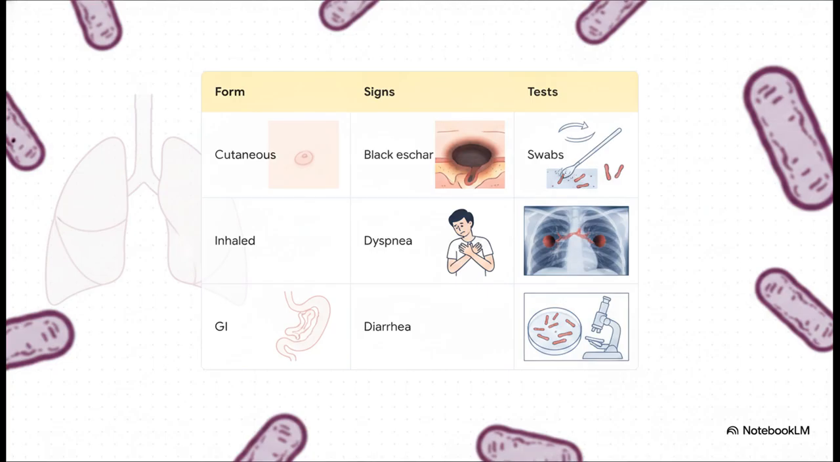It starts like the flu, then suddenly drops off a cliff into severe dyspnea and shock. GI anthrax presents with bloody diarrhea. For investigations, we grab blood cultures and lesion swabs looking for large gram-positive rods. But the classic and, frankly, terrifying finding for inhalational anthrax is a widened mediastinum on a chest X-ray due to hemorrhagic lymph nodes.